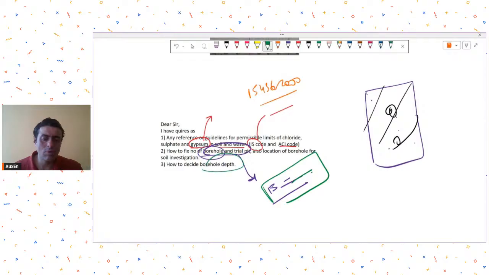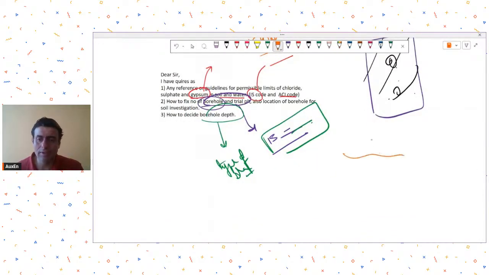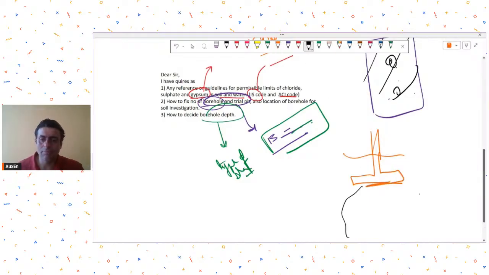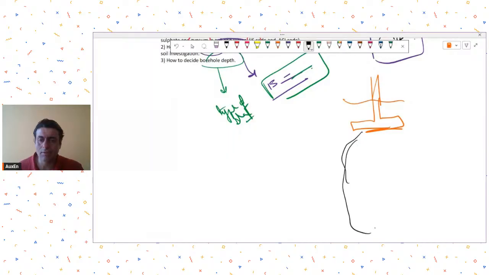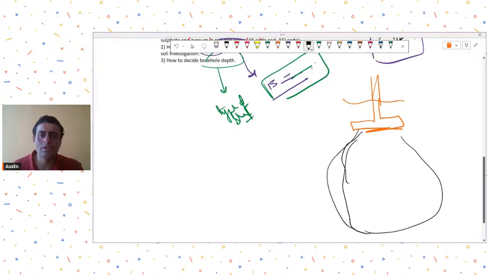Then how to decide the borehole depth? This will depend on the type of structure, what type of structure you are having, and what is the column load on it that you expect. For example, this is my footing that I am placing. Now there is a pressure bulb theory, that pressure below is distributed in a pressure bulb. So the geotechnical person may ask you what is the expected column load. A good geotechnical consultant will always ask you what is the expected column load, and what is the height of the building.